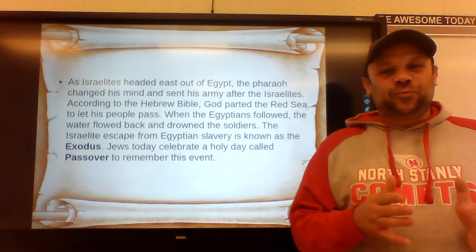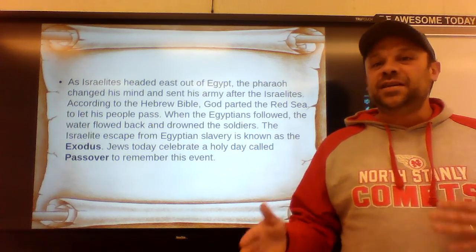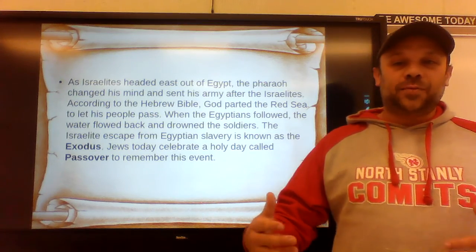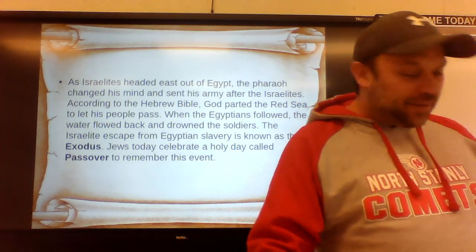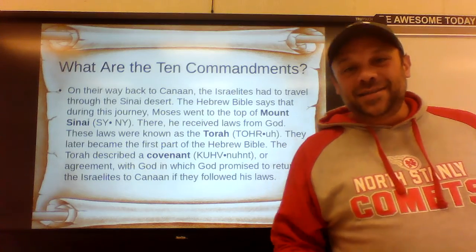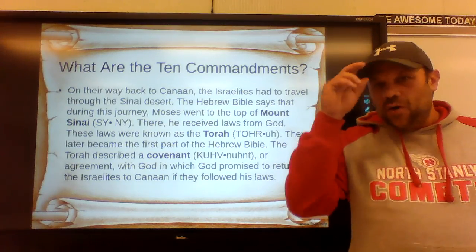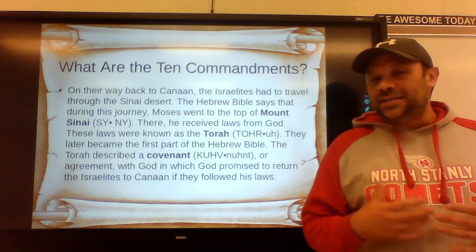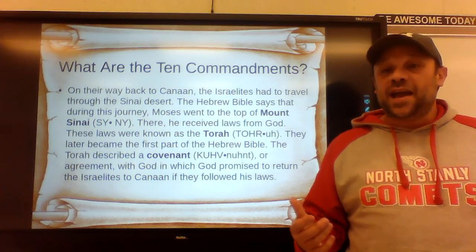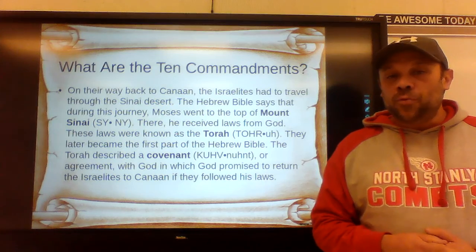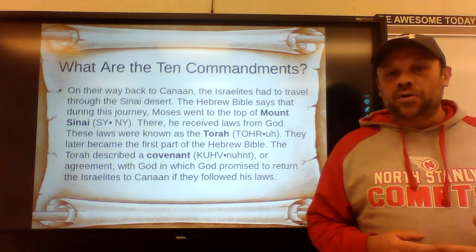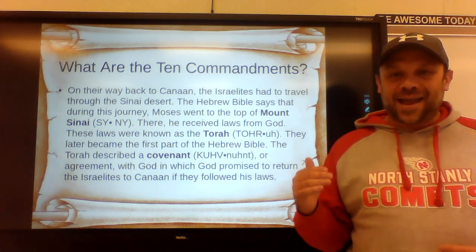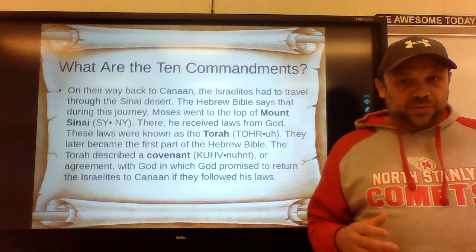We're actually going to be just right after Moses leads the people out of Israel across the Red Sea, that we're going to find out about this next big thing, which is the Ten Commandments. So on the way back from Egypt into Canaan, the Israelites had to cross an area called the Sinai Desert. The Hebrew Bible says that during this journey, Moses goes up to the top of Mount Sinai and he has a conversation with God.